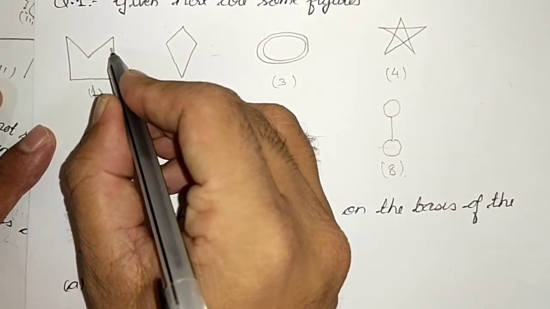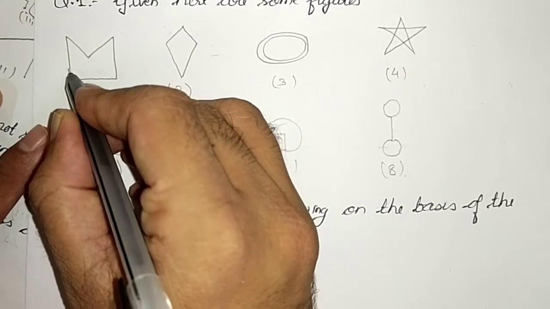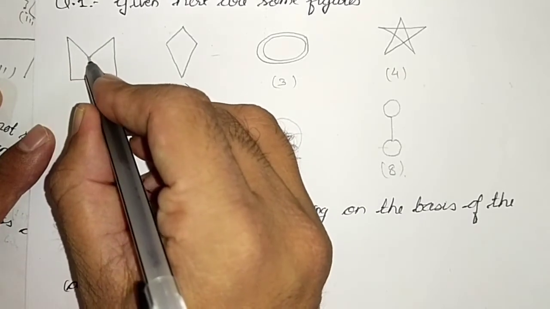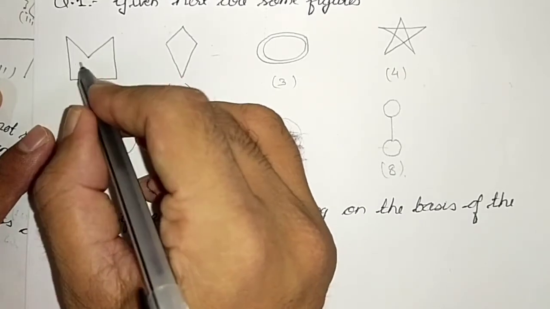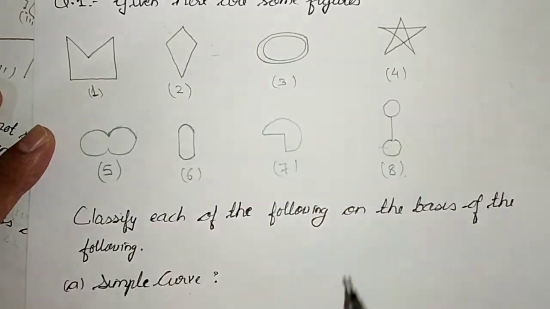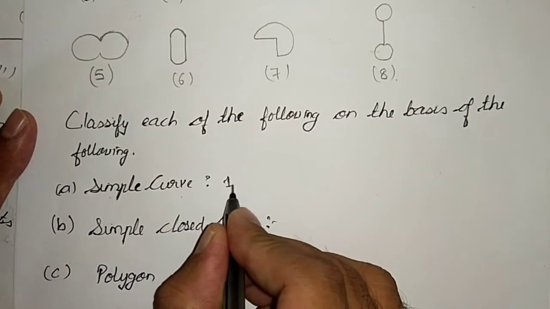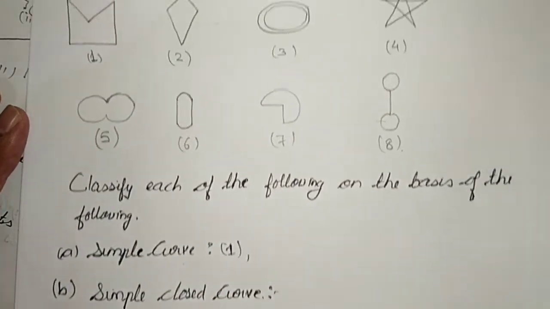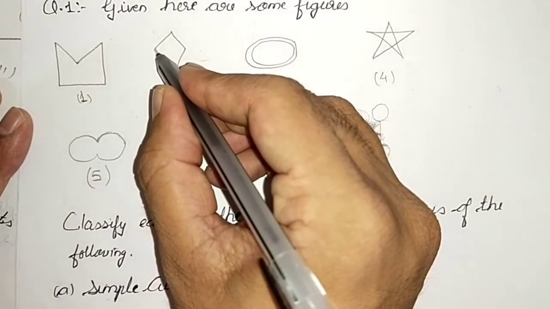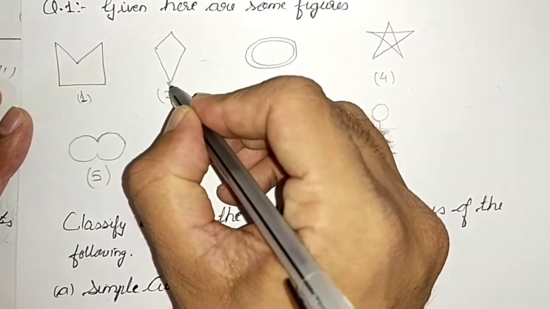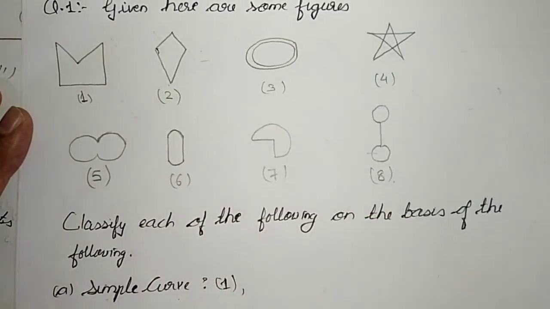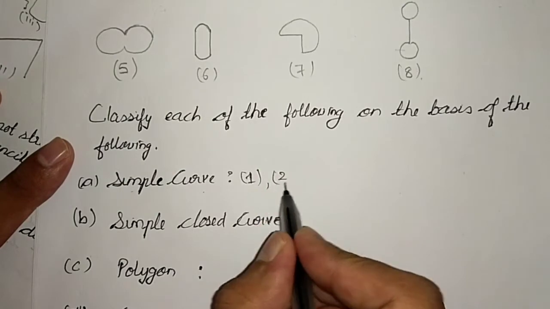I am starting from here and ending here. So it is not crossing over each other. So my first answer will be, simple curve is 1. Now let us see the second. If I am starting from here, ending here, I am not crossing over. So this is my simple curve.